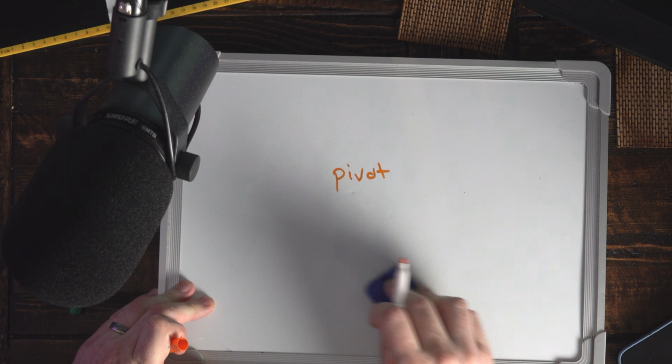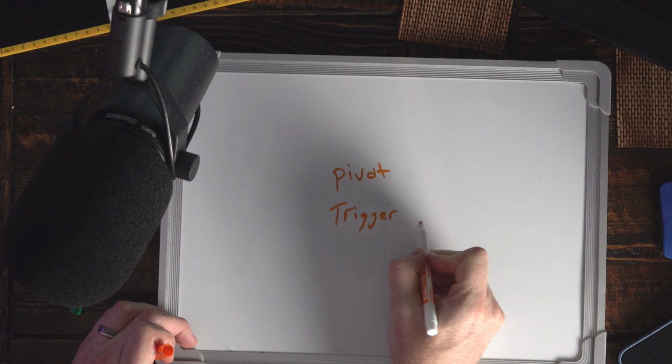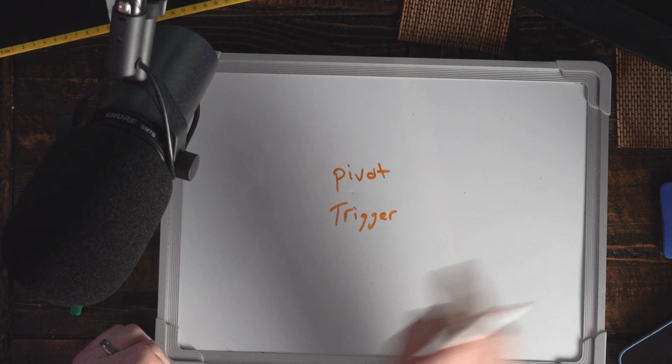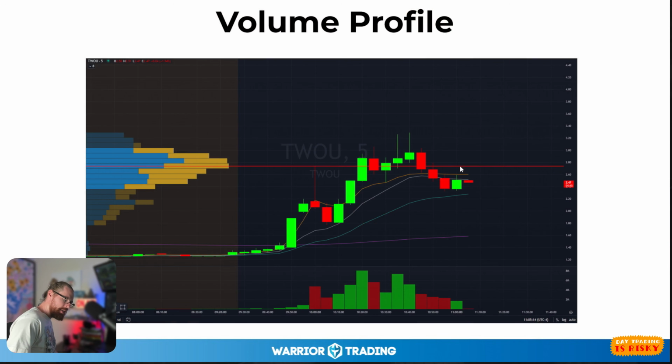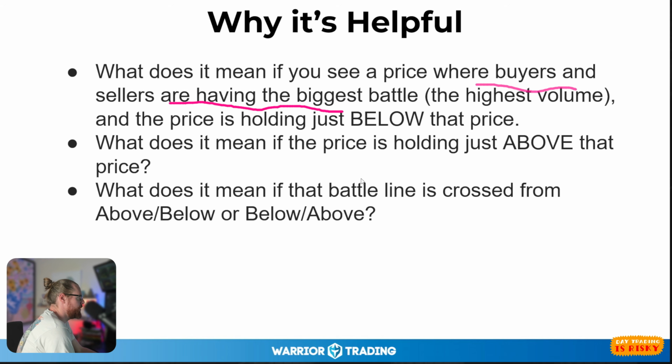So a pivot is sometimes also called a trigger. A trigger, again, is just a very specific price where we expect something to happen in terms of high volume and price movement if we break that level. So the point of control, also known as POC, is the price where the buyers and sellers have exchanged the most shares. Why is this helpful?